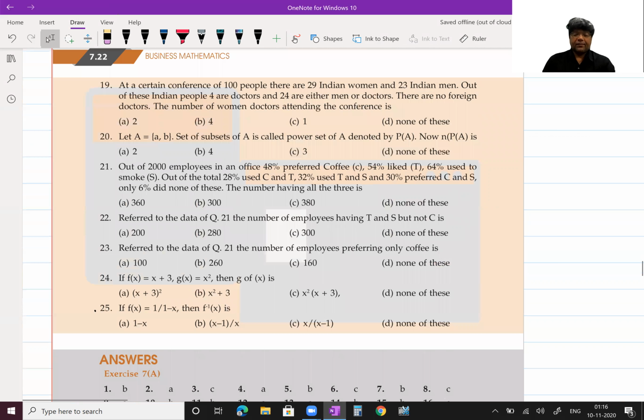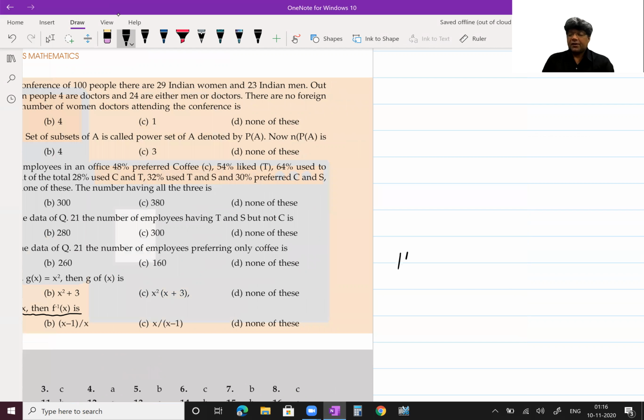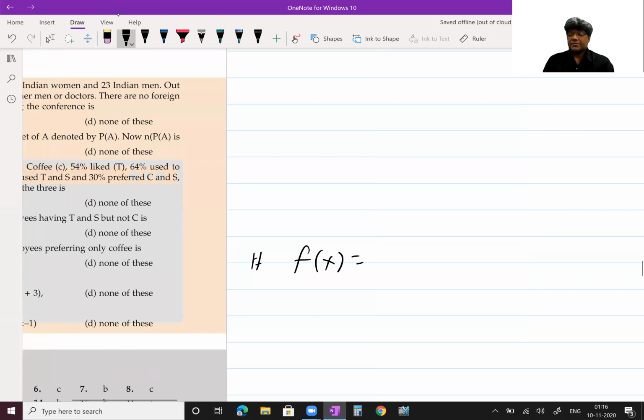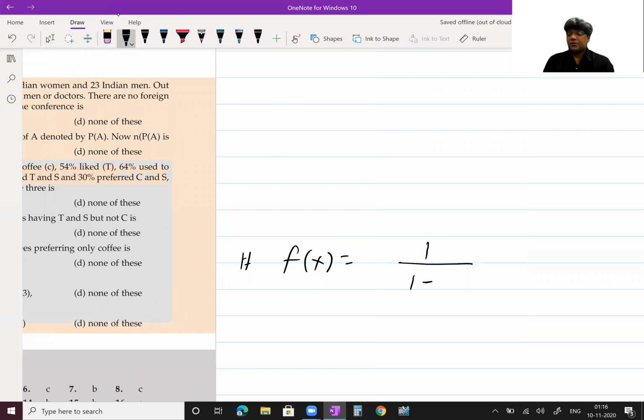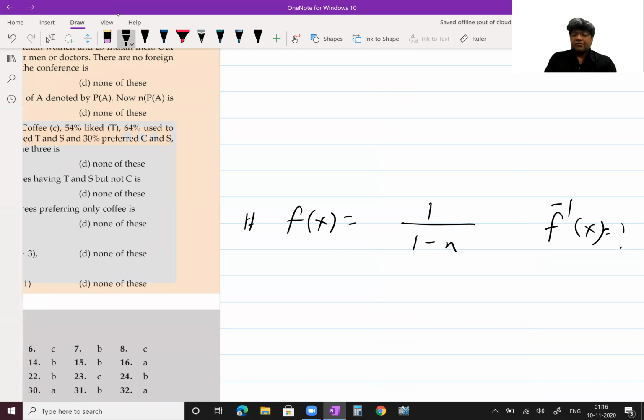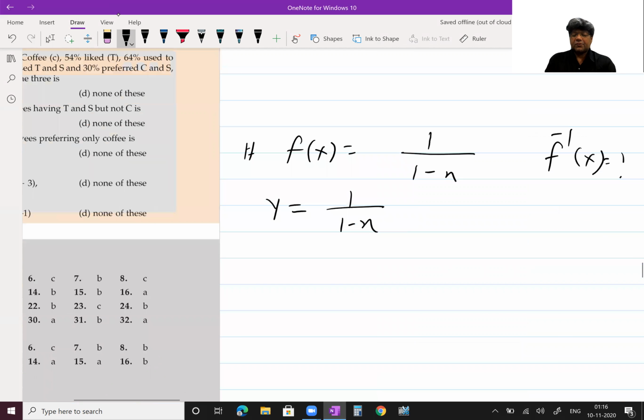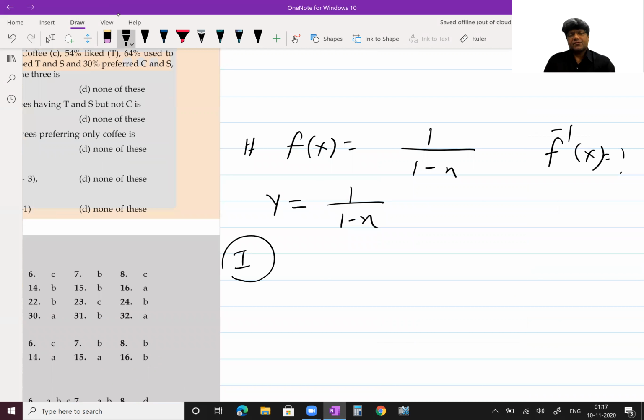One more inverse question, guys. f(x) is equal to 1 by 1 minus x, f inverse x. See, f(x) is equal to 1 by 1 minus x. Question has asked what? f inverse x. Simply follow the rule I have taught to you. y is equal to f(x) is equal to 1 by 1 minus x. Step 1 I have taught to you. What? Represent x in terms of y.